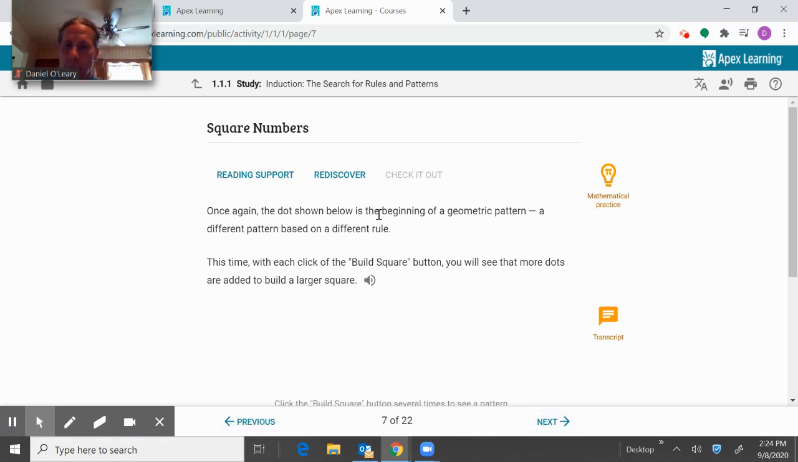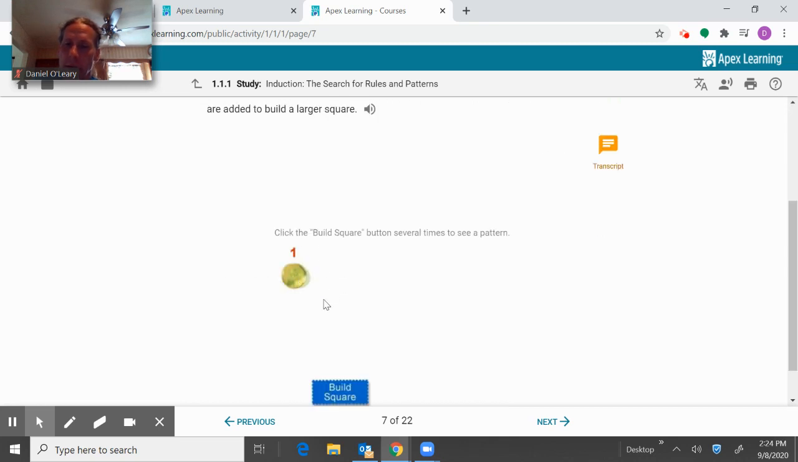Once again, the dot below is the beginning of a geometric pattern, a different pattern based on a different rule. So here's the pattern. It's saying to build a square this time. Again, if you click it, you're going to see what happens as you go through that.